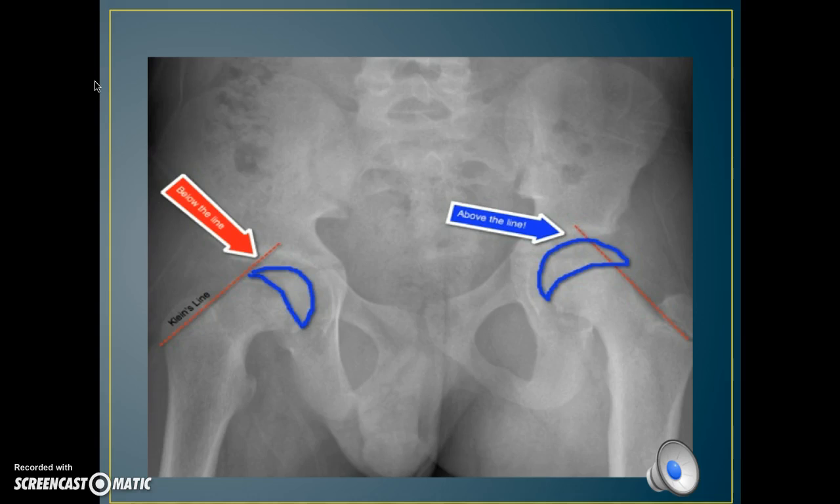Here's a radiograph with the Klein lines drawn in, and as you can see, we have a slip on the right side and a normal hip on the left.